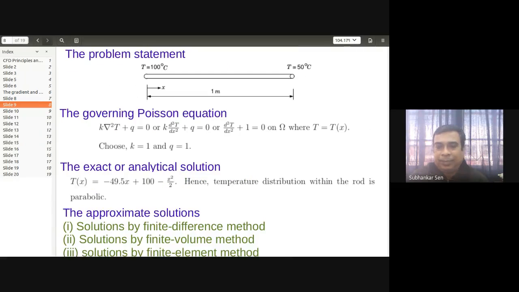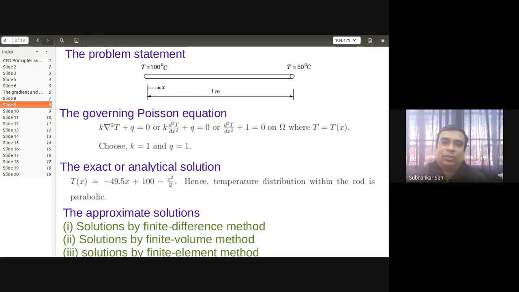It means that if you open any textbook, you will find that for this second derivative there are different approximations available: forward, backward, and central. But it does not mean that you can use any of them. The discretization scheme, whether you use forward, backward, or central difference, will be selected based on the nature of the heat transfer.